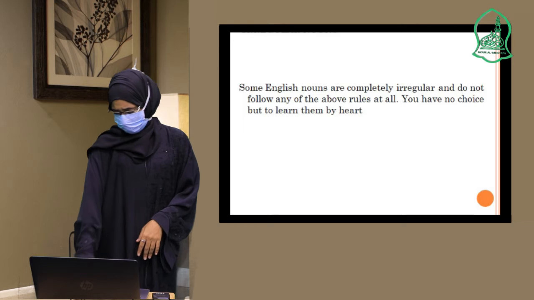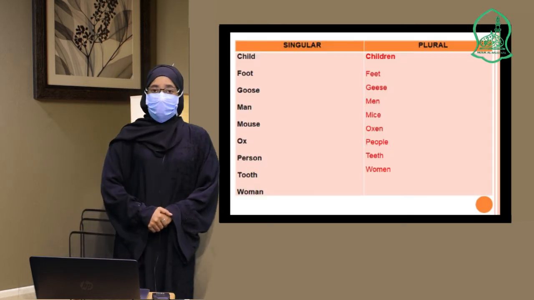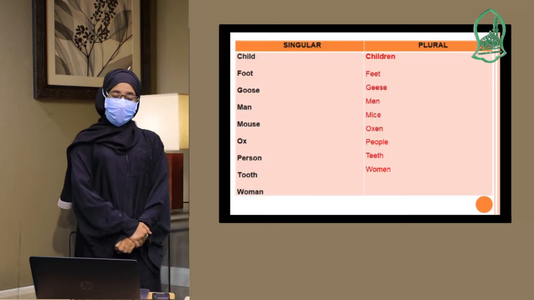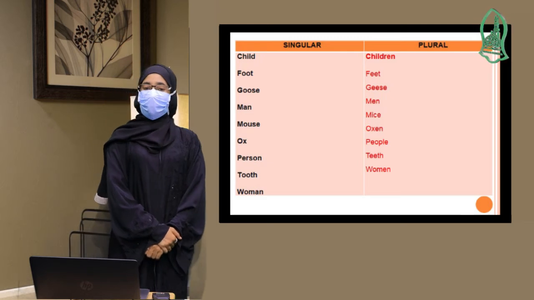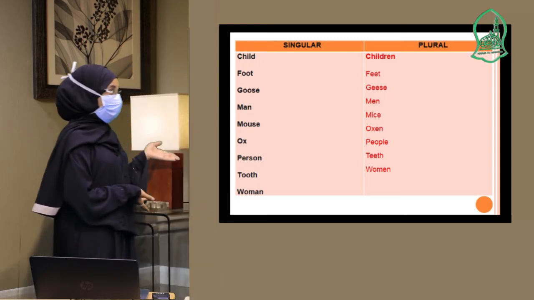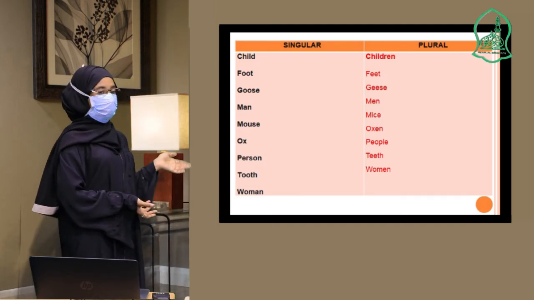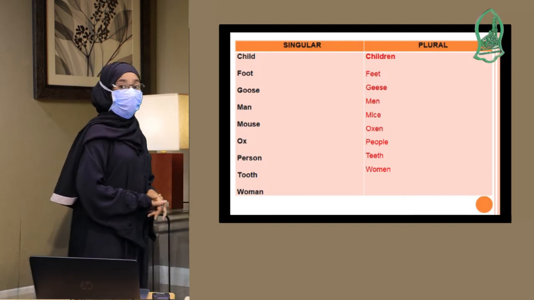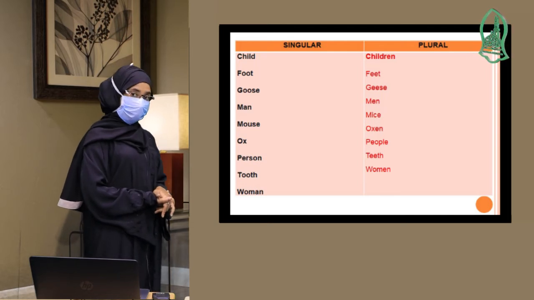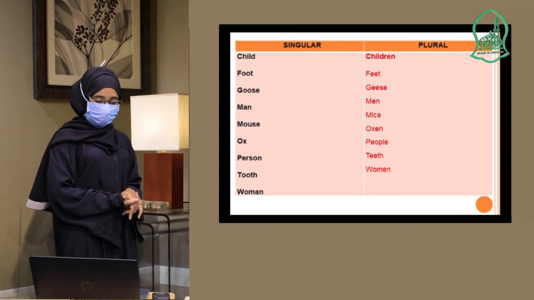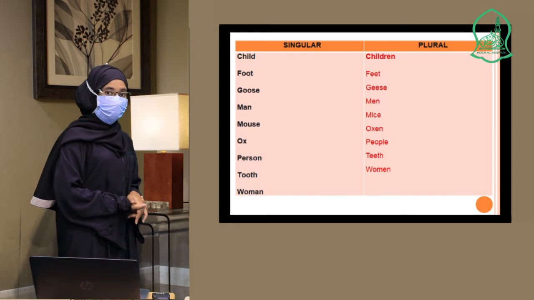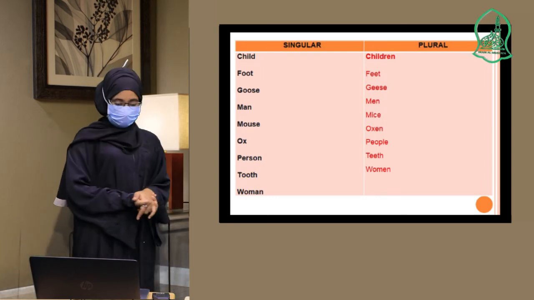So what are those irregular nouns? Let's see. We have the word child. Child is one. When there are many, they are children. Foot is one, and feet are many. So you have to understand this one. Goose is one, and geese are many.